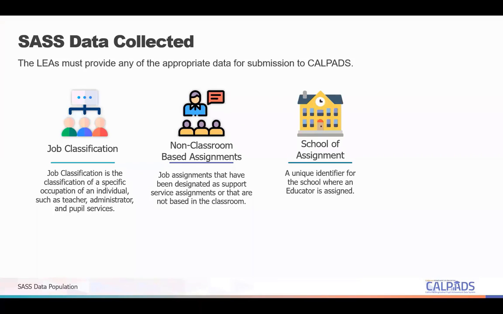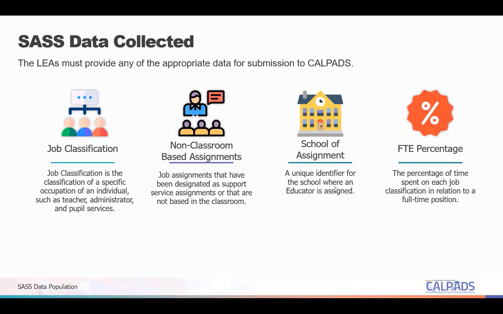Third is the school of assignment, which is a unique identifier for the school where an educator is assigned. It's normally the CDS code of each of the specific schools that a staff member is assigned to. And fourth is the FTE percentage, or the full-time equivalency percentage. This is basically the percentage of time spent on each job classification in relation to a full-time position.